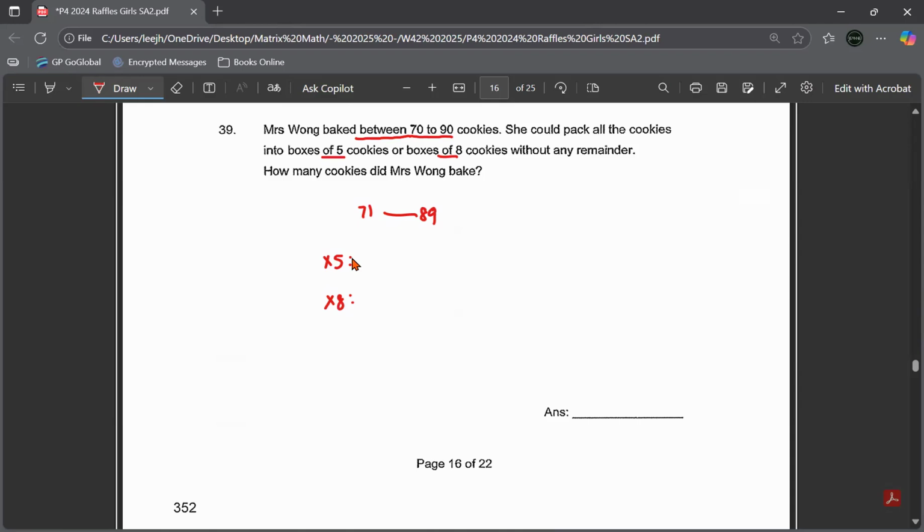So 70 is definitely one of the multiples of 5, but I cannot because I need to be more than 71. So it's 75, 80, 85. I cannot go to 90 because it must be less than 89. Multiples of 8, the first multiple that falls between 71 to 89 is 72, followed by 80, then 88. Okay, so how many cookies? So if you look at these two rows, your answer is none other than 80. Okay, that's the answer.